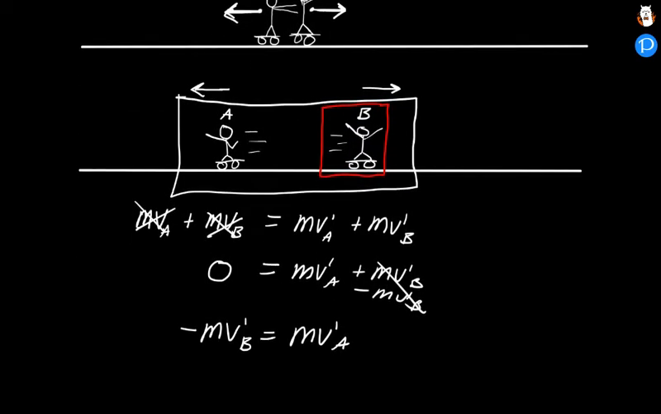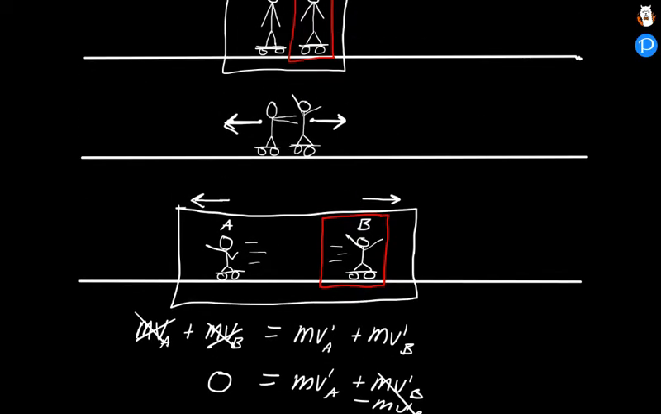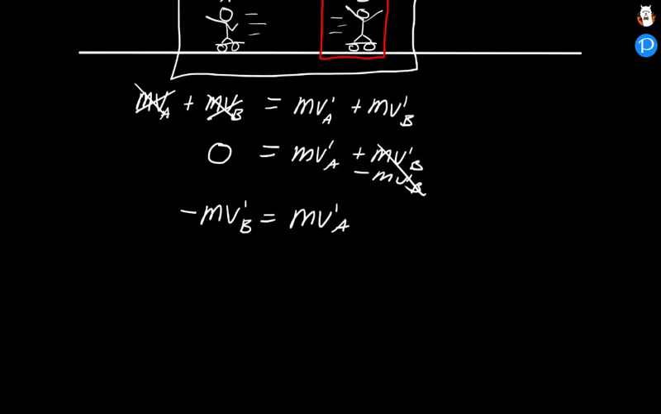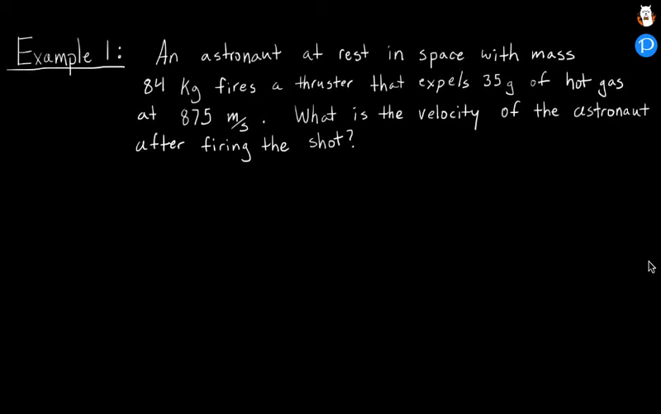So let's try it. Let's look at an example problem that's similar to this. We've got an astronaut who's just floating in space, and he has a mass of 84 kilograms. And he fires a thruster, like a jetpack or something, and that jetpack expels 35 grams of hot gas, and the gas is moving at this velocity when it comes out of the thruster. What is the velocity of the astronaut after firing that shot?